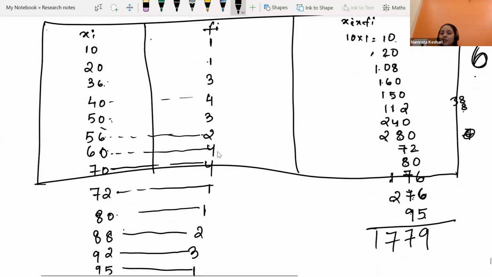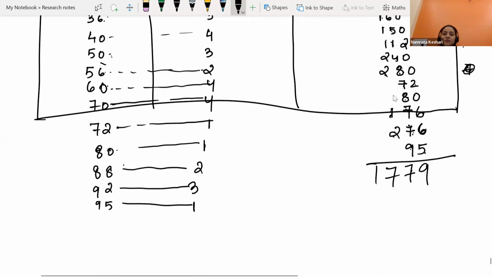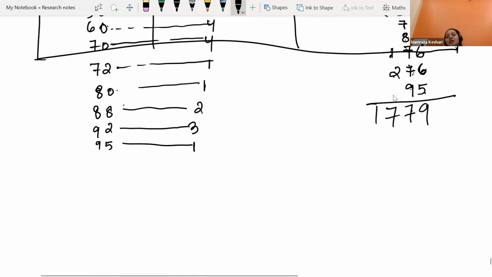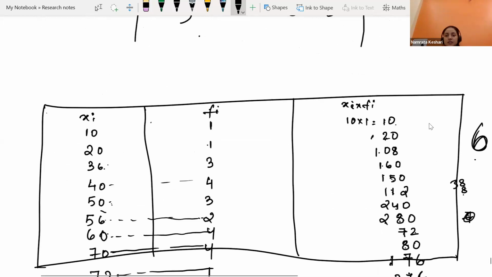I hope we have done the addition properly. Okay, 1779, it can be off by 1 here and there, you have to check it. So yeah, this is how we'll be adding them, and this is the addition of all the data.